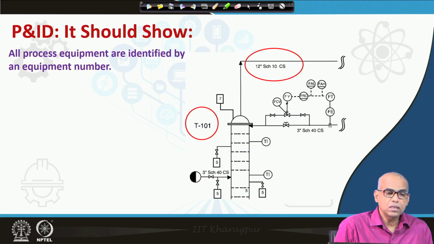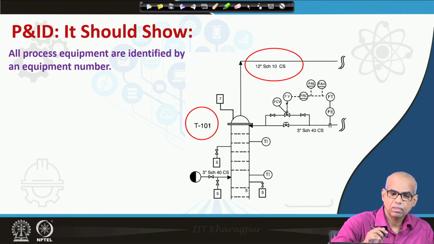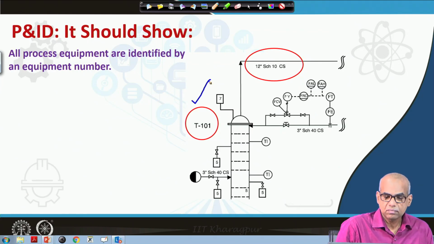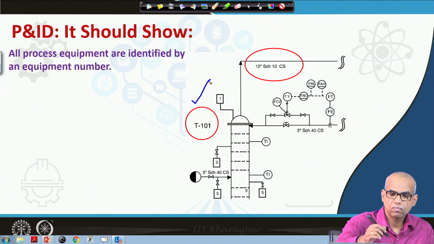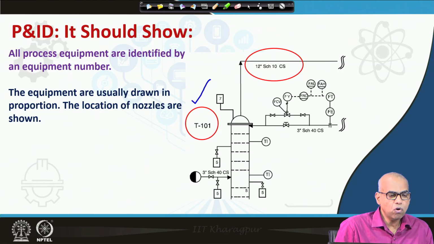Now, let us first see what does piping and instrumentation diagram show to us. Piping and instrumentation diagram will show all process equipment identified by equipment number. Look at the diagram. T101 represents the tower. The equipment are usually drawn in proportion. The location of nozzles are shown.